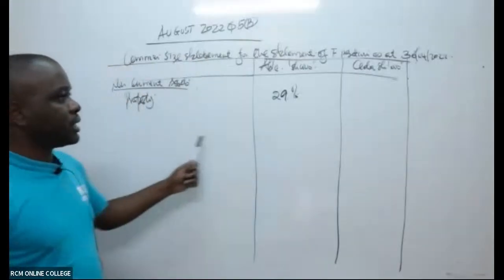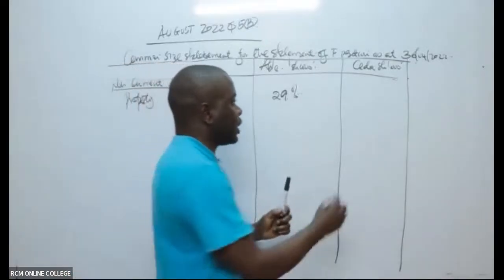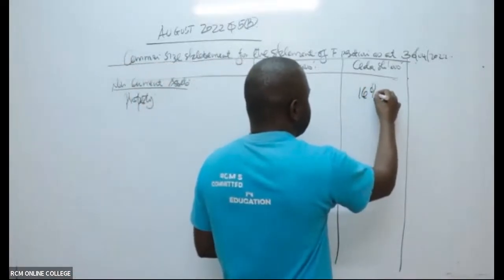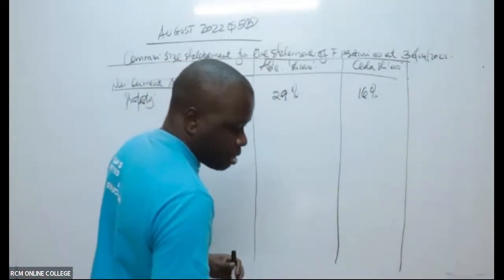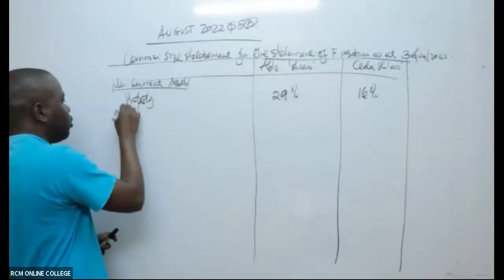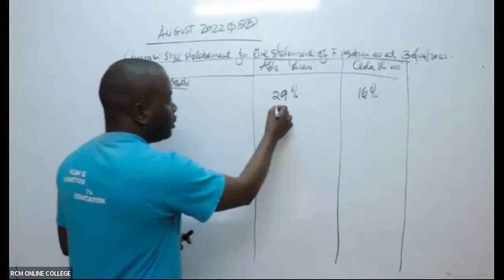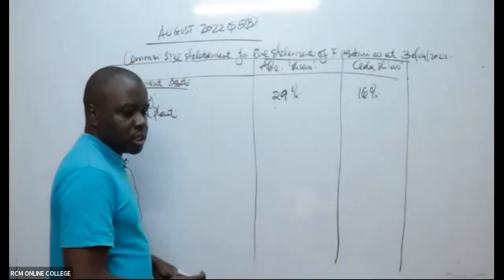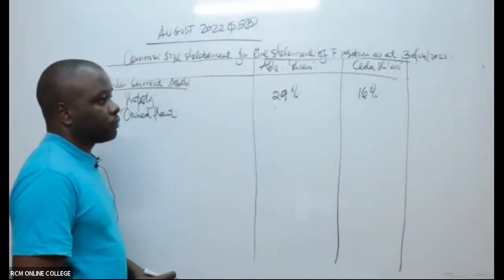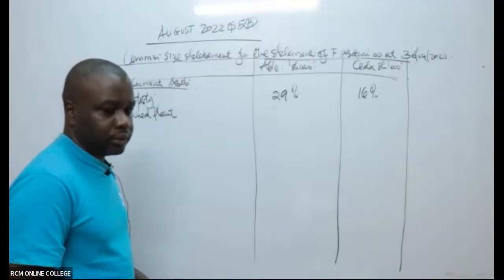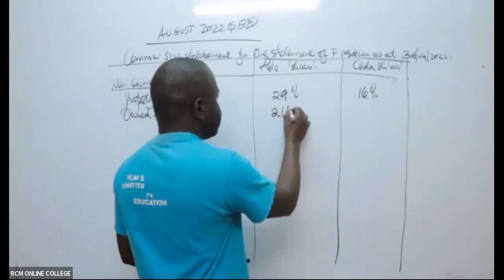29%. What about the other side? I can see you're saying 15.8, so we can do 16%. Then the next item is owned plant. What about the owned plant for the first side? 20.8, so maybe we can do 21%.